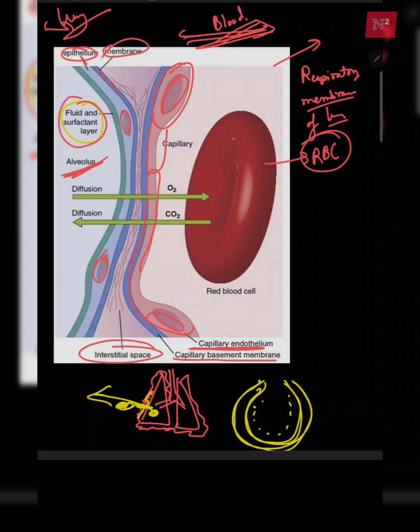So this is the respiratory membrane for you, with the help of which the oxygen is diffused from the lung alveolus to the RBCs, as well as the carbon dioxide from the RBCs to the lung alveolus.